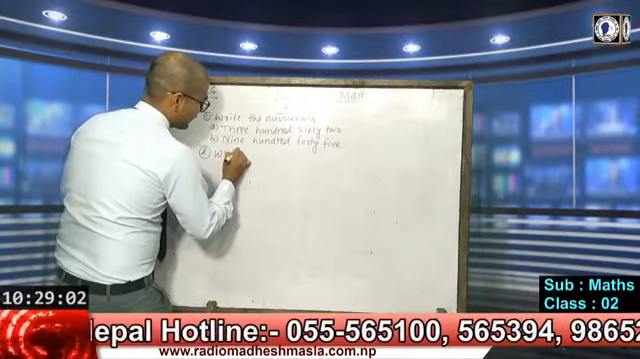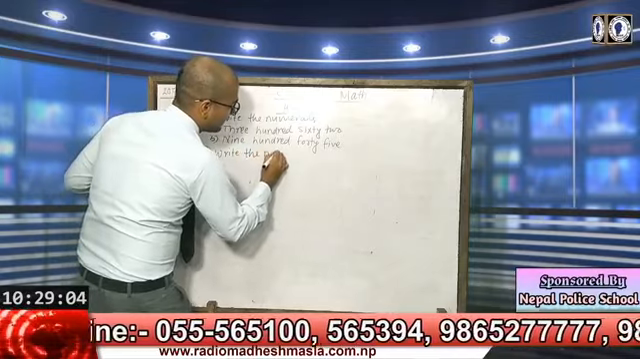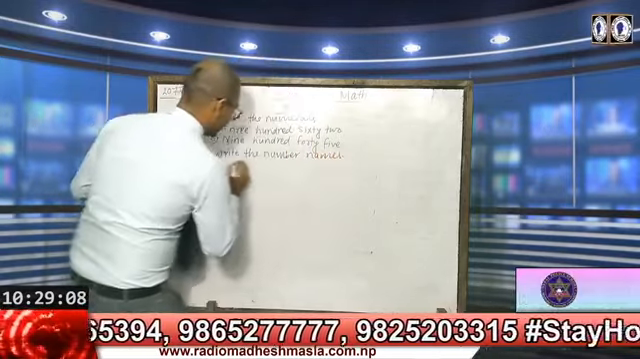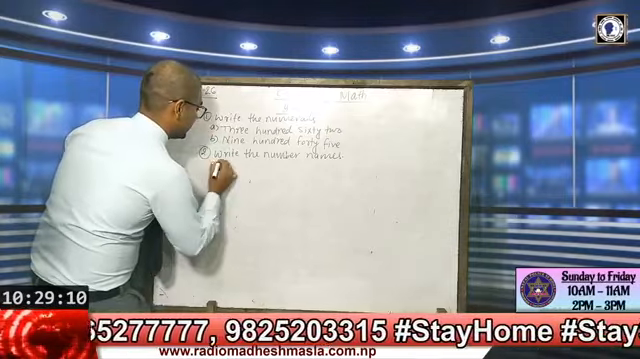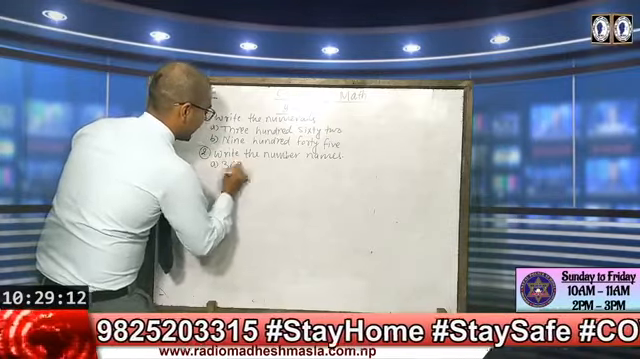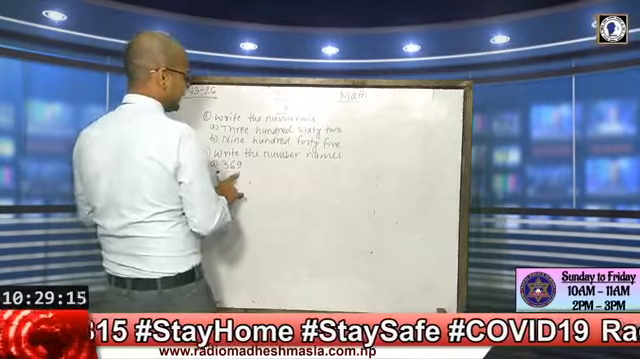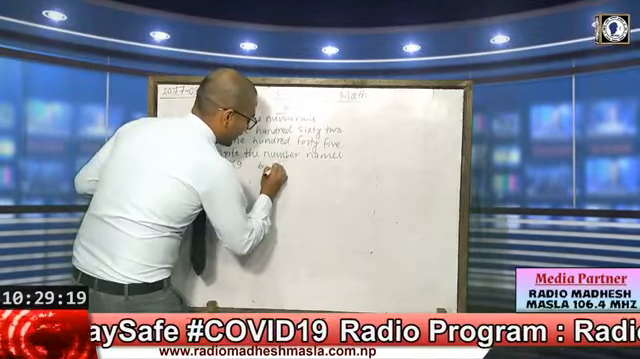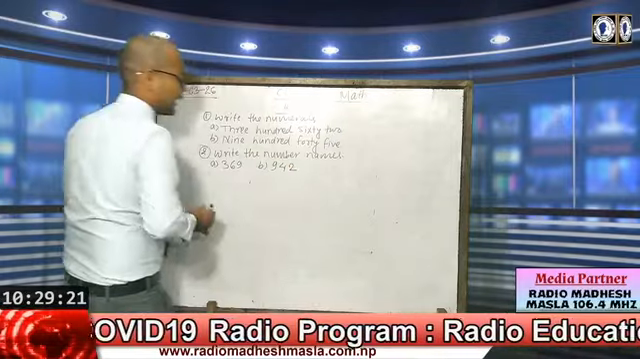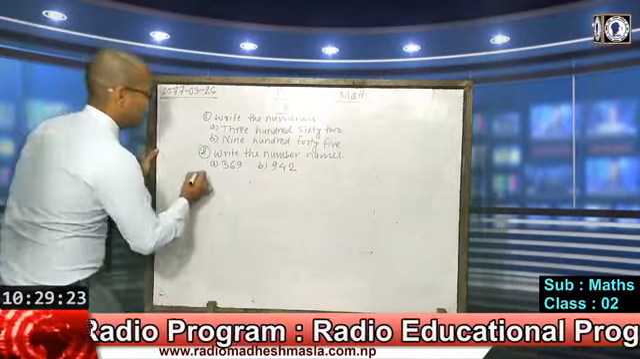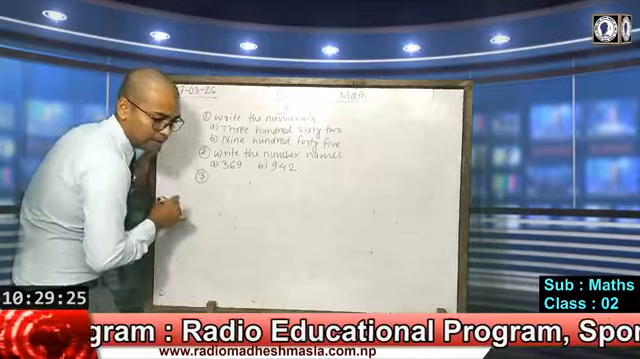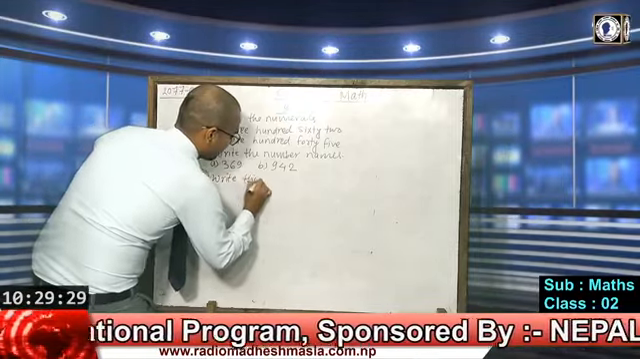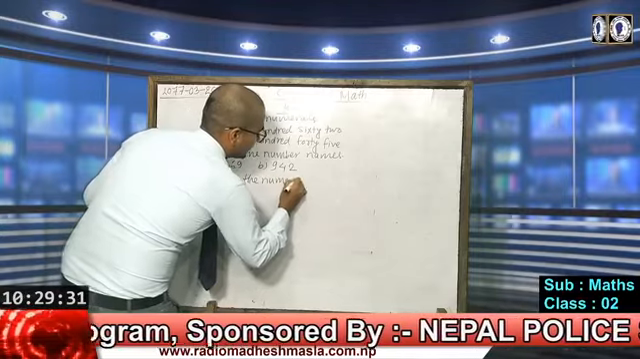Write the number names. There will be a question like this: question A is 369, and question B is 942. Your third question is write the numerals.